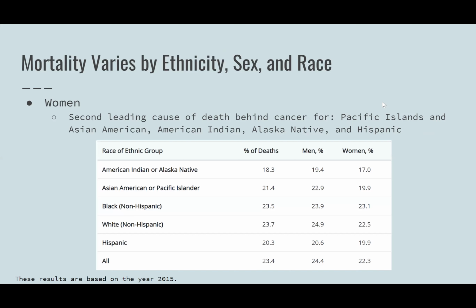So it can also vary by ethnicity, sex, and race. For women from the Pacific Islands and Asian American, American Indian, Alaska Native, and Hispanic women, heart disease is the second leading death next to cancer. And so this chart also is from the CDC, and it's based off the year 2015, and it kind of breaks down by ethnic group and men and women. And what I thought was very surprising was that the highest percentage for both men and women was for whites, non-Hispanic.